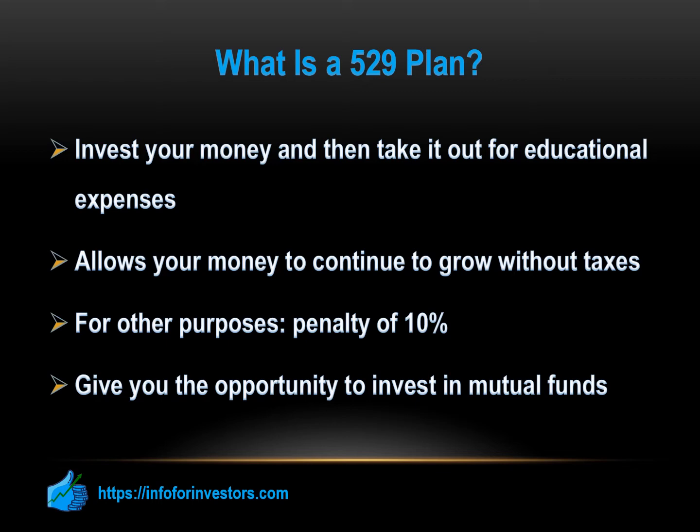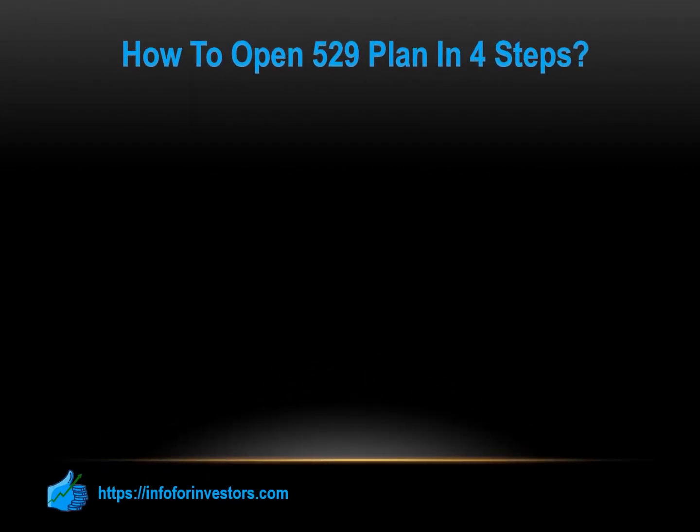How to open a 529 plan in 4 steps. When you decide to open a 529 plan, you're going to want to look at the different options. You can set up a prepaid tuition plan or a college savings plan. If you use the prepaid tuition plan, you're locking in a set price for tuition so that your child can go to that school for that rate. But you're going to have some strong limitations on just what else your child can actually use that money for.